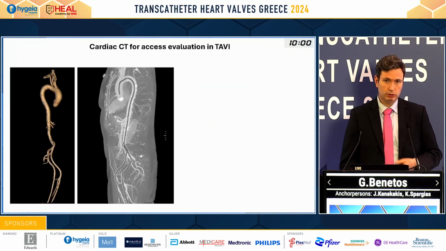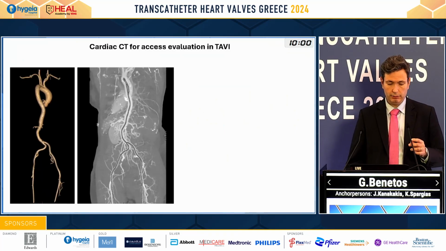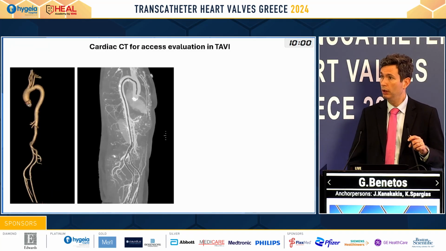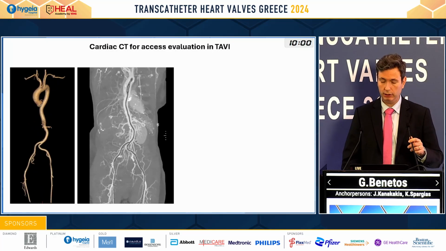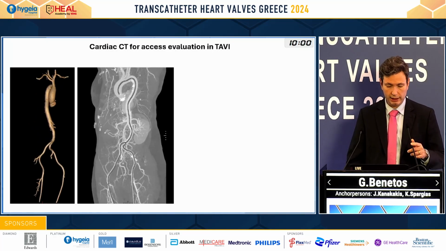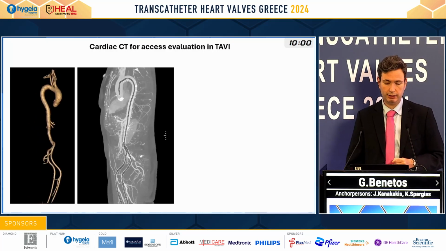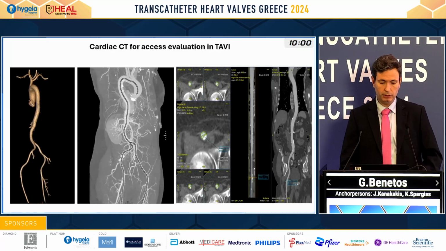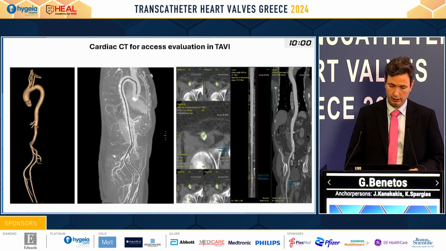Other important measurements, which I will not go into further, are for the access. As mentioned before, we also perform a non-gated helical whole arterial system CT in order to measure our arterial system from the femoral axis up to the aorta.